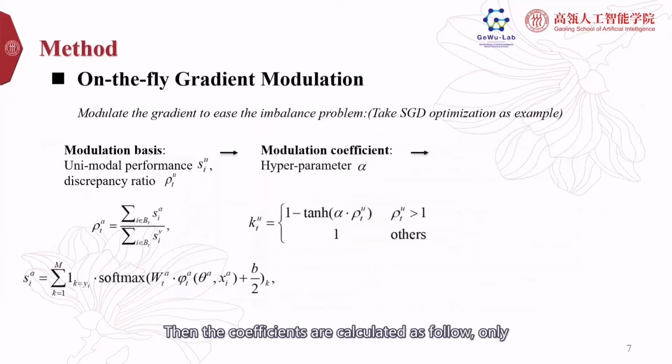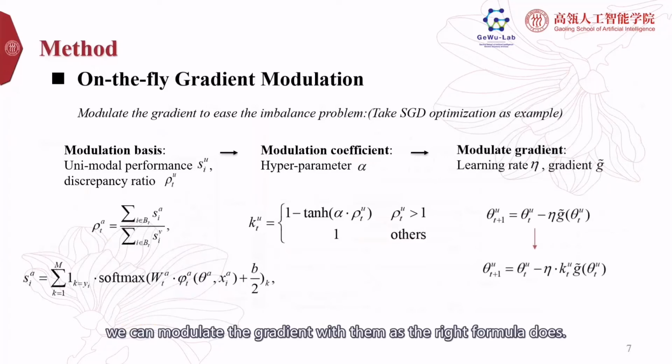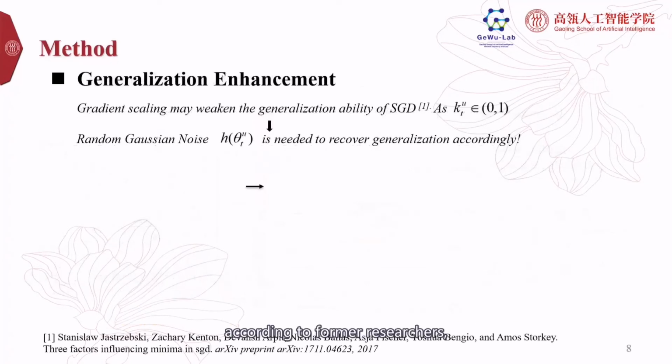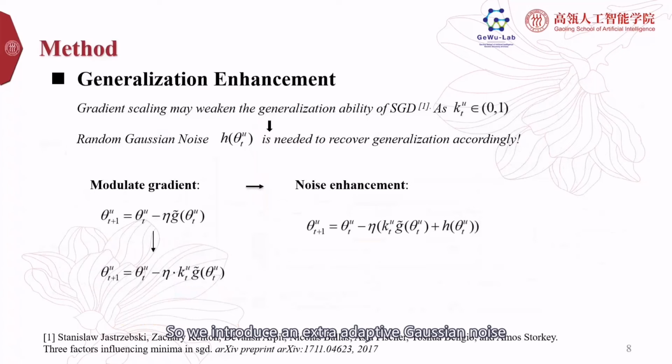Then the coefficients are calculated as follows. Only the coefficient of the dominant modality is smaller than 1, so it can help to slow down its optimizing to leave more training space for the weak one. After we calculate the coefficients, we can modulate the gradient with them as the red formula does. However, according to former researchers, better generalization ability is closely related to bigger SGD gradient noise strength. But our method may undermine the gradient noise strength in the first step. So we introduce an extra adaptive Gaussian noise in the backward gradient to enhance the generalization of the model.